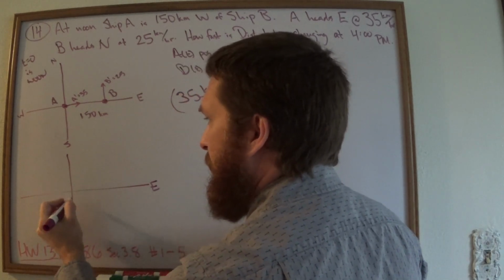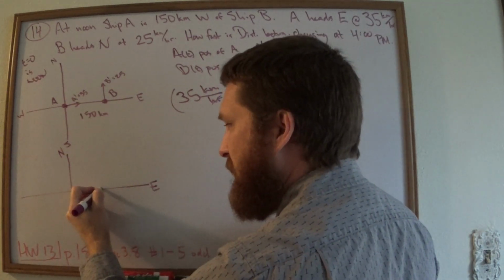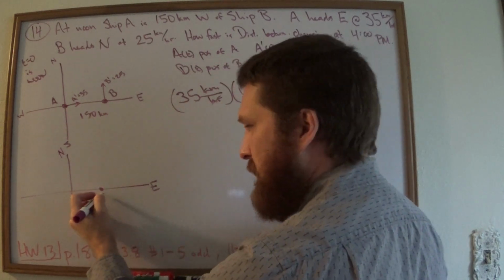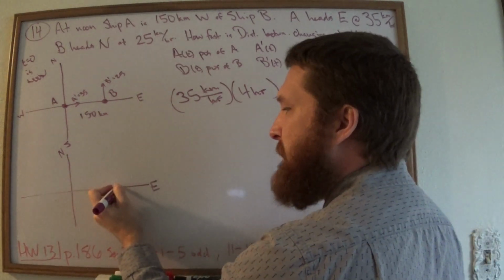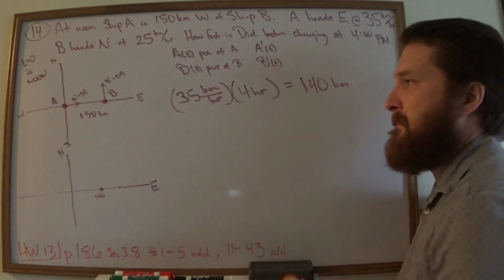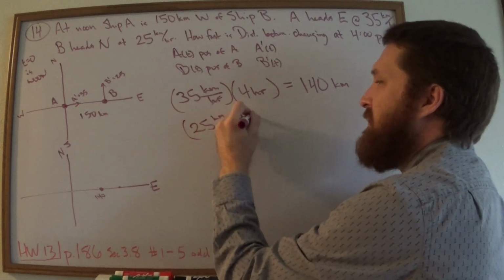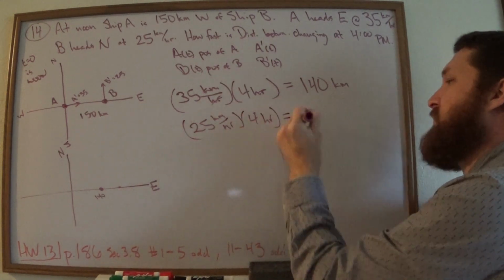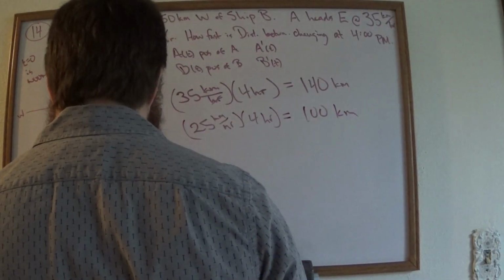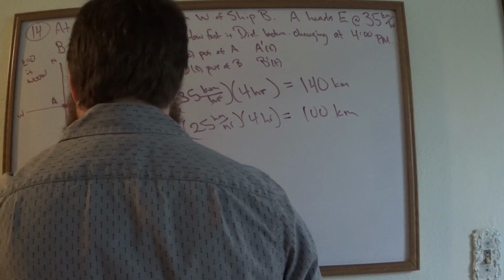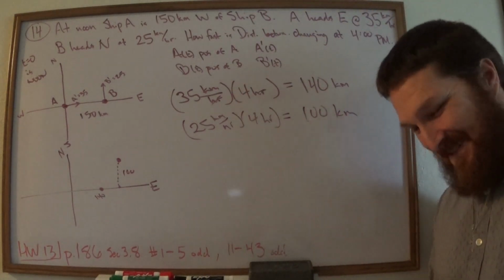East, north. So he's moved 140 kilometers this way. So now A is at 140, still moving in this direction. B, where is B at this time? 100, right? Because he's going 25 kilometers per hour for 4 hours. That's 100 kilometers, and so he's 100 kilometers north of where he was. And this will not be drawn to scale.